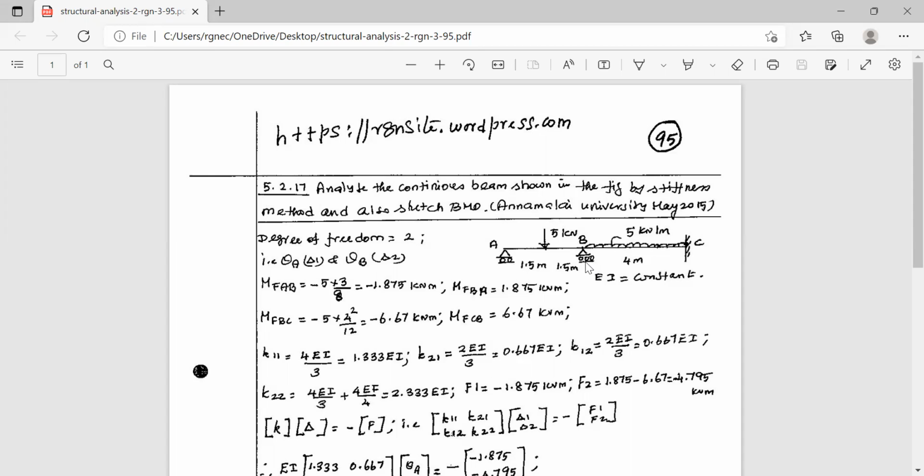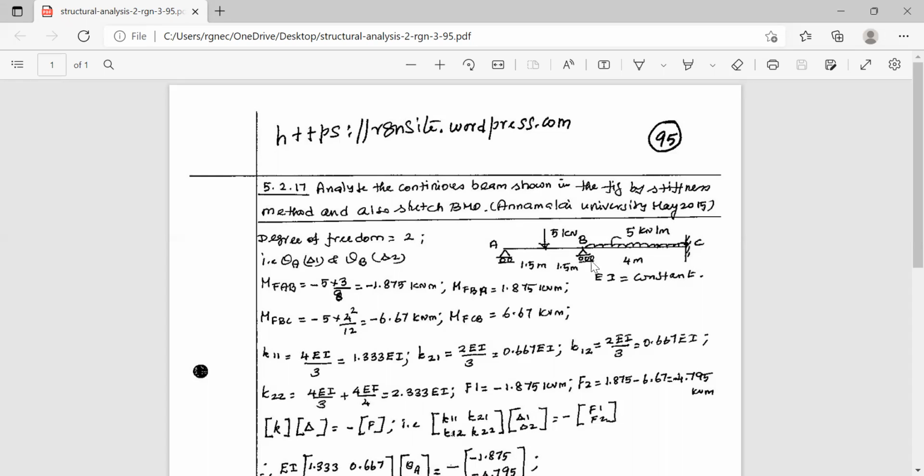There are two displacements, theta A and theta B. So the degree of freedom is 2. That is, the kinematic redundancy is 2. Kinematic redundancy and degree of freedom are both the same. We have to calculate these two displacements. The procedure involves assuming the structure as a fixed beam and calculating the fixed end moments first.